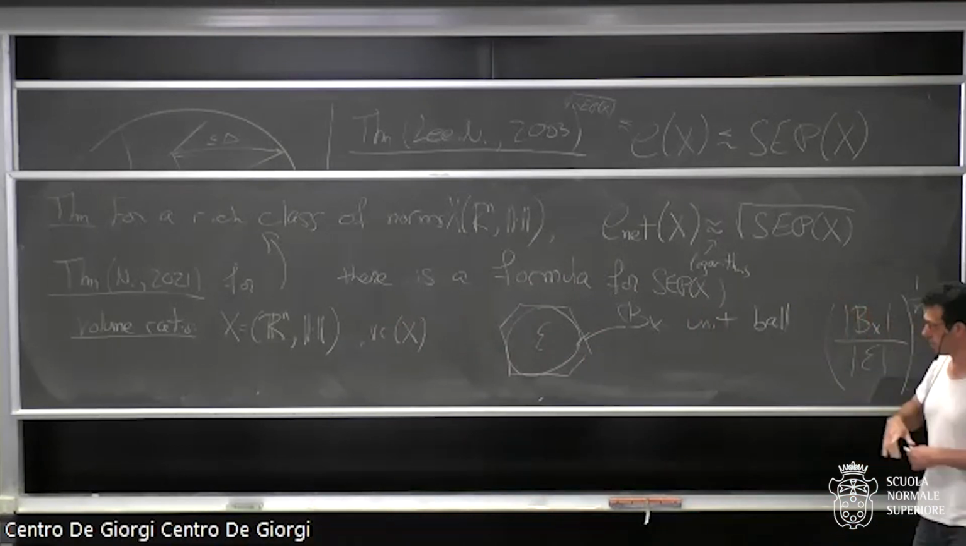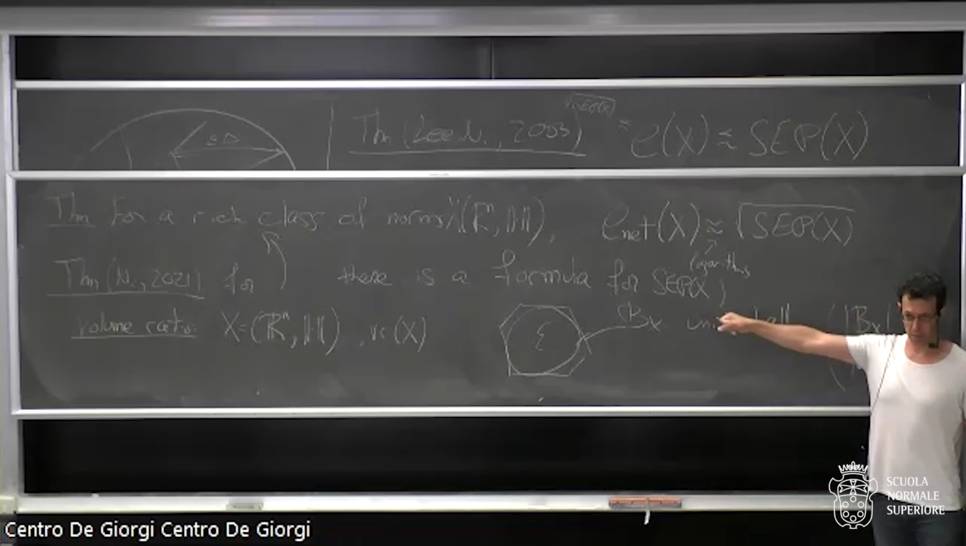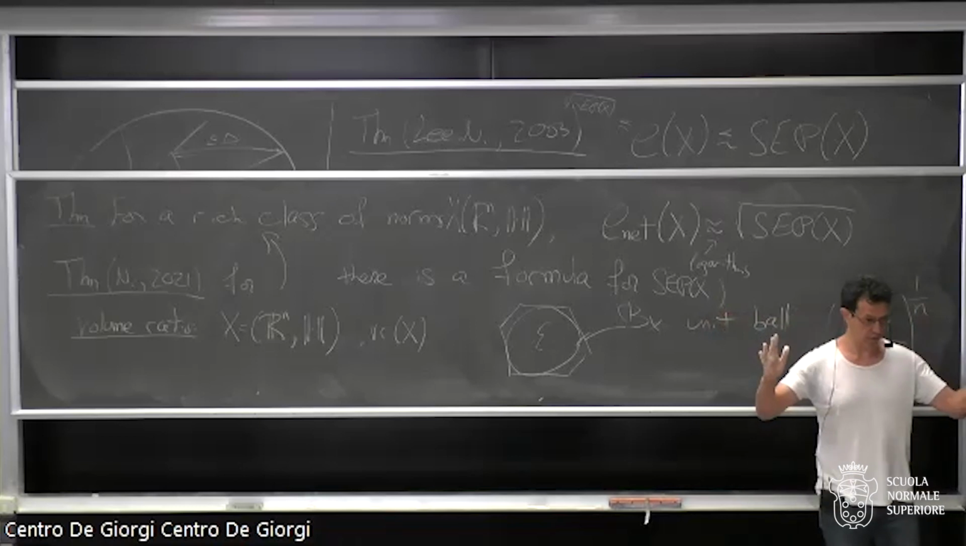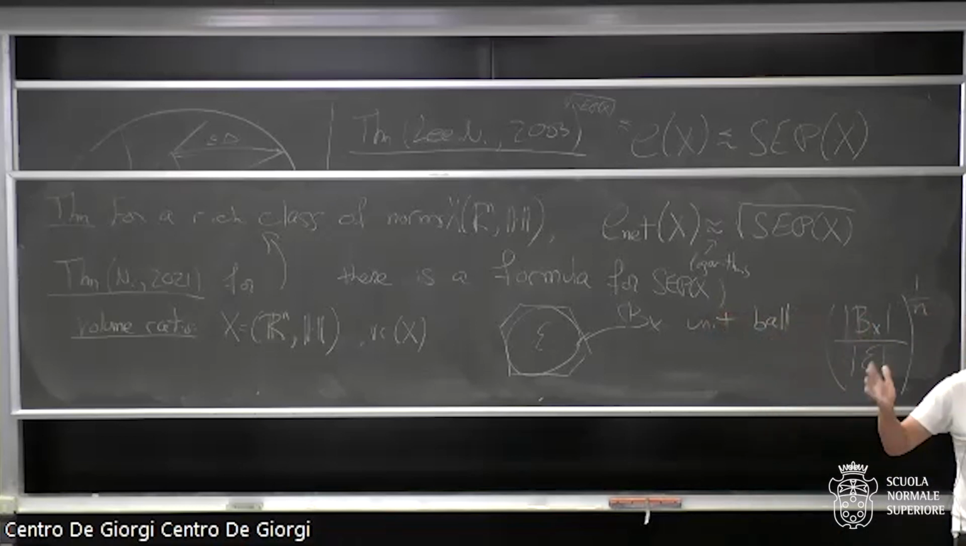So I said it in words. I didn't write it because I want to get to some proofs. Okay, so given a norm, this is a bi-Lipschitz invariant of it. Obviously a linear invariant, but it's also a bi-Lipschitz invariant.